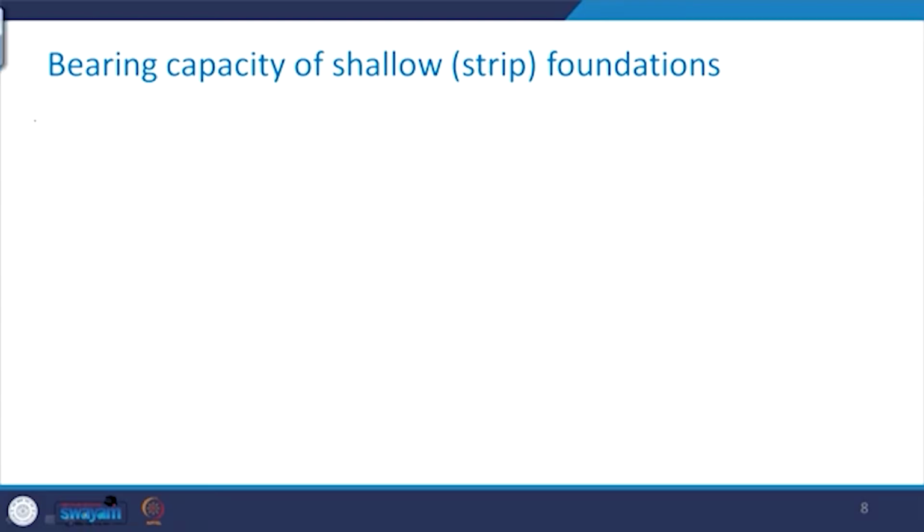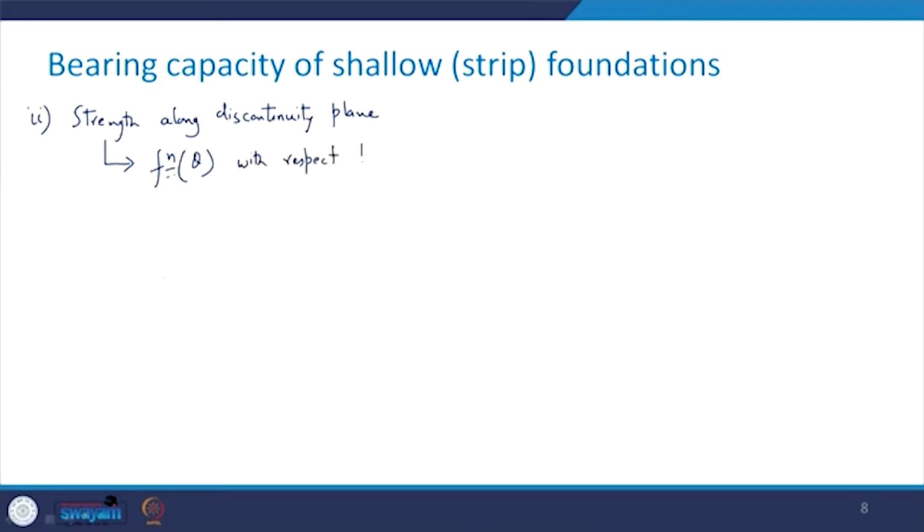So I will have the second part of it, that is strength along the discontinuity plane. This is going to be the function of theta with respect to phi j. You recall we discussed about the single plane of weakness theory. So that's what I am going to consider here once again.